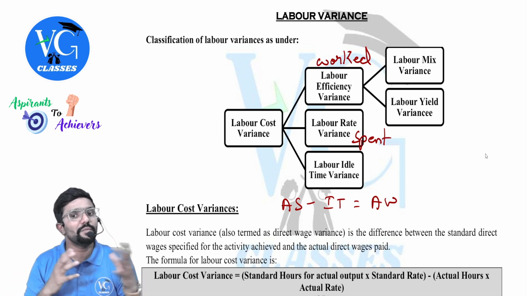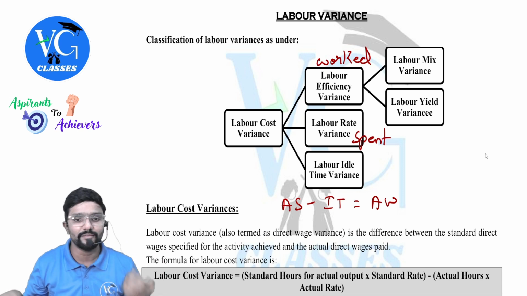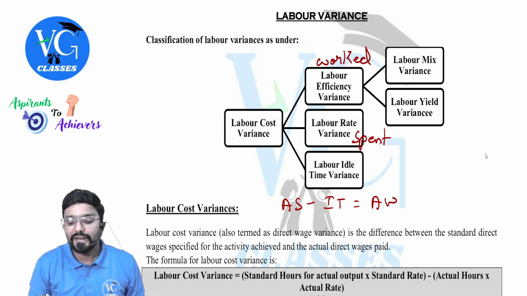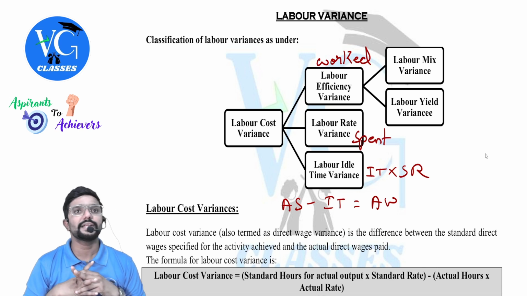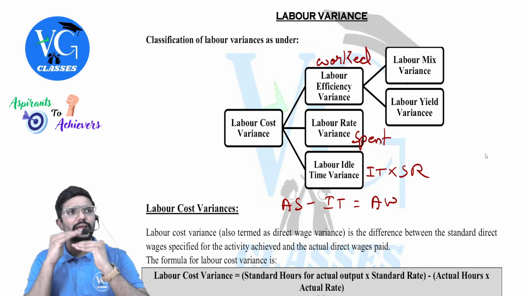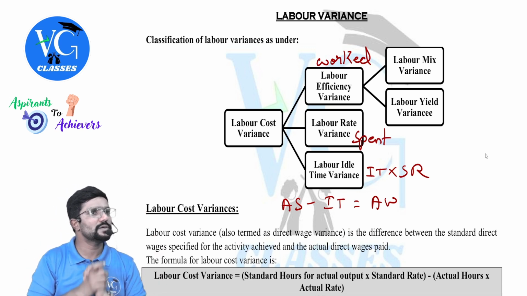Sir, in between the hours worked and hours spent, there is some difference now. What is it called? Idle time. So what is the formula for labor idle time variance? Idle time into standard rate. And automatically it will match. Correct. Now, idle time plus work is equal to what? Spent. Is equal to spent.